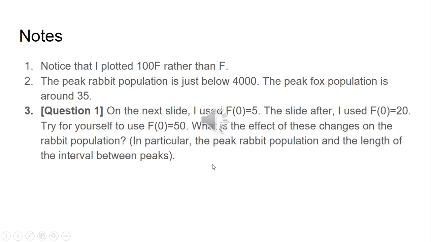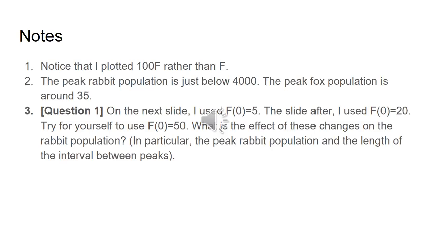So notice that I plotted 100F rather than F. I multiplied the fox population by 100 because there are just so many fewer foxes than rabbits. So I just multiplied by 100 so you could actually see the waves of the fox population that happens.